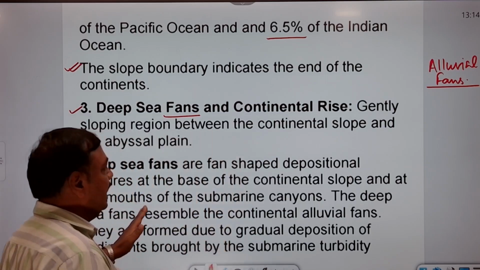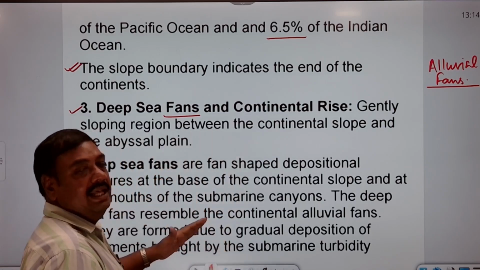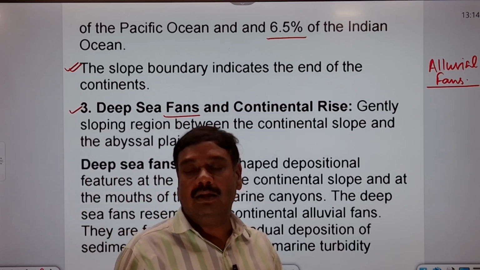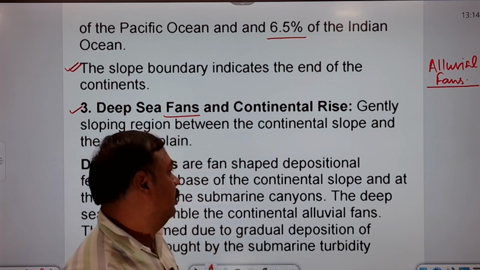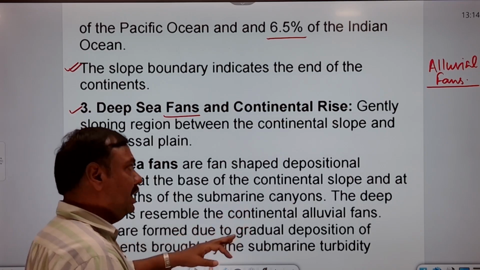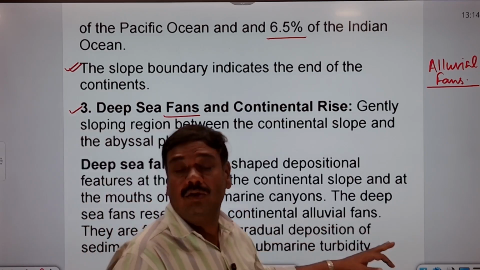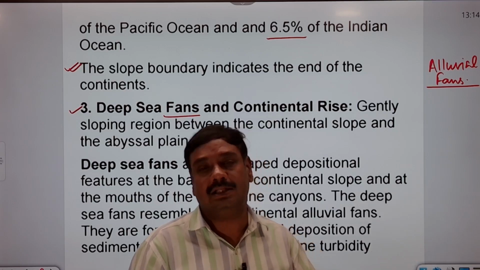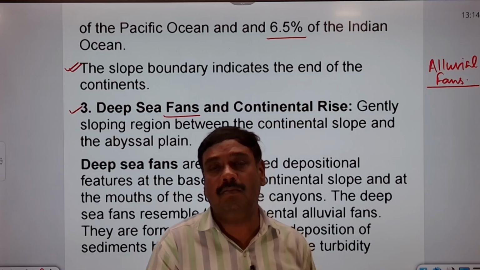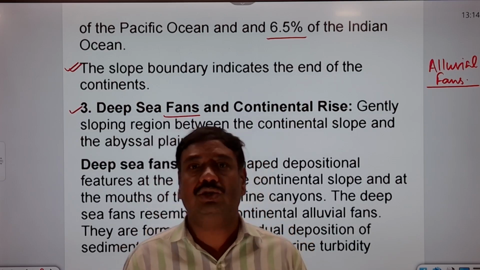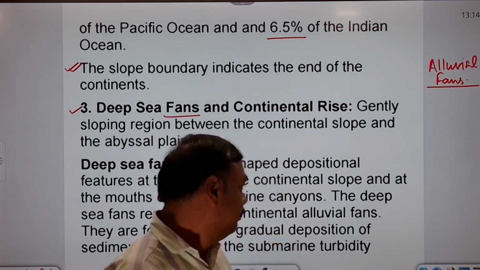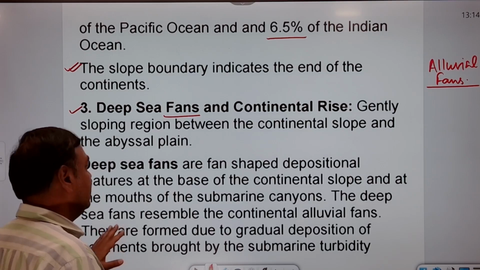These submarine canyons, wherever they end, it is the deposition of sediments there at the bottom of the continental slope. The deep sea fans resemble the continental alluvial fan. I was talking about the alluvial fan. In that way you can say deep sea fans, since these fan-like structures are formed inside the ocean water. So, that is why they have been called deep sea fans. So, these deep sea fans are formed there.